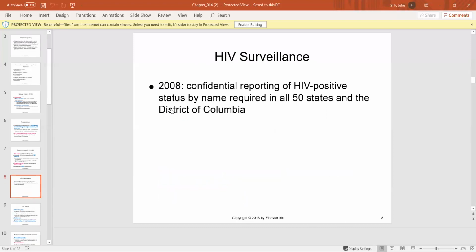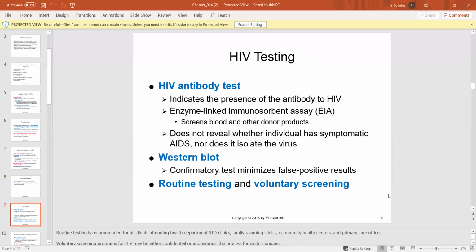So in 2008, we started doing confidential reporting of HIV positive status by name. This is required in all 50 states and the District of Columbia. And then with HIV testing, there's a ton of different ways you can get an HIV test. It didn't used to be that easy, but now it is.